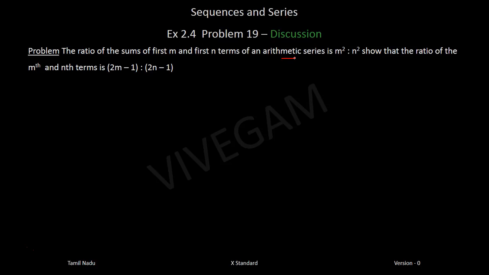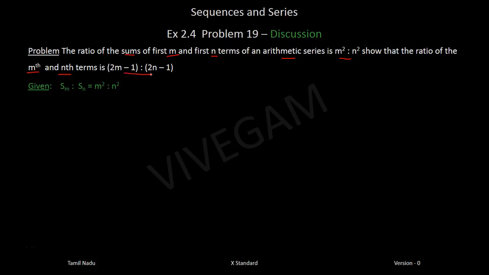First, arithmetic series. He says the sum of m terms and the sum of n terms, that is Sm is to Sn, is equal to m square is to n square. That's all they say. Then, show that the ratio of the mth term and nth term, that is Tm and Tn, is in this ratio.